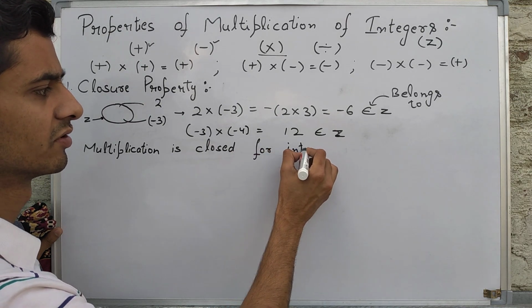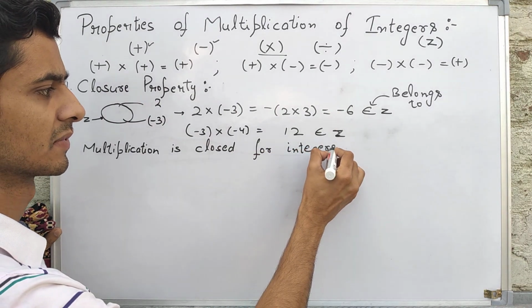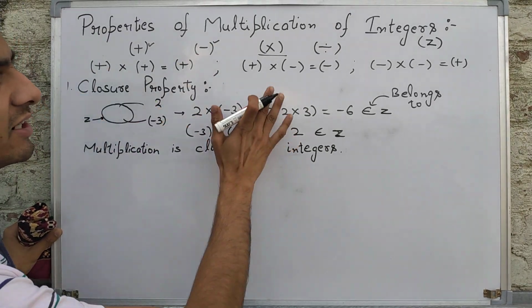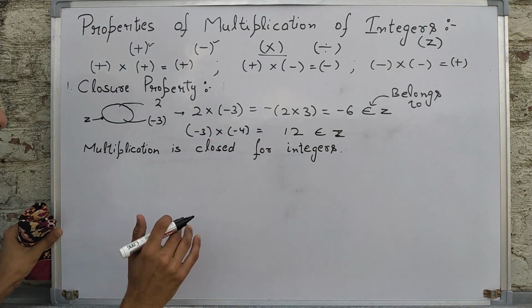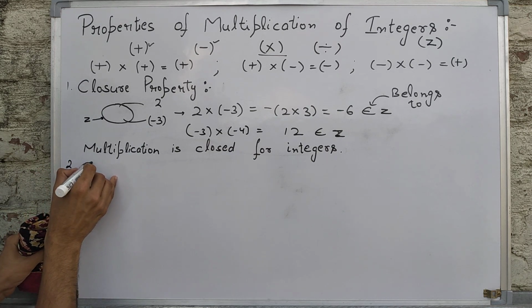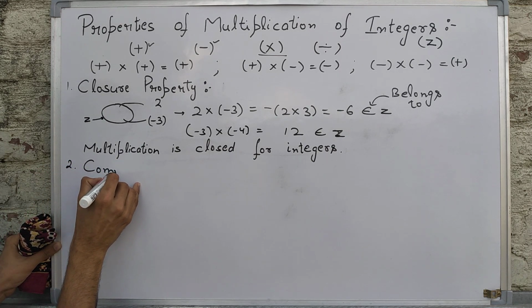This is the meaning of closure property. Addition, subtraction done, extended to multiplication. Now let us do another property. Another property was commutativity.